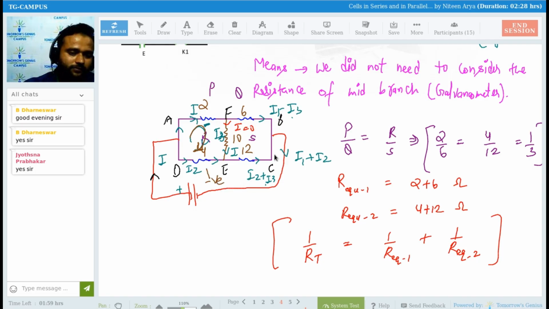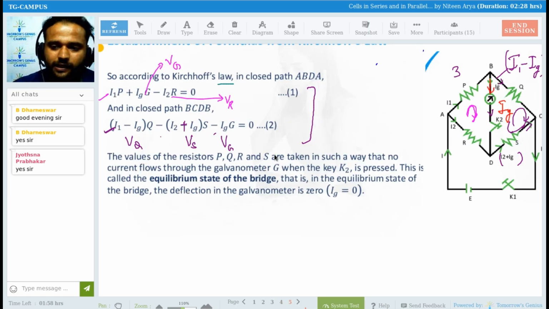Is this clear, everyone? Because this is the main catch here: in which particular direction you are going to take your loop direction. If the current is going in the same direction, the voltage at that particular branch, at that particular resistance, is going to be taken as positive. If it is in the opposite direction, we need to take it as negative. That is why you can see in both the loops I can take the same direction, clockwise, if I'm not wrong. Yeah, this is clockwise direction.